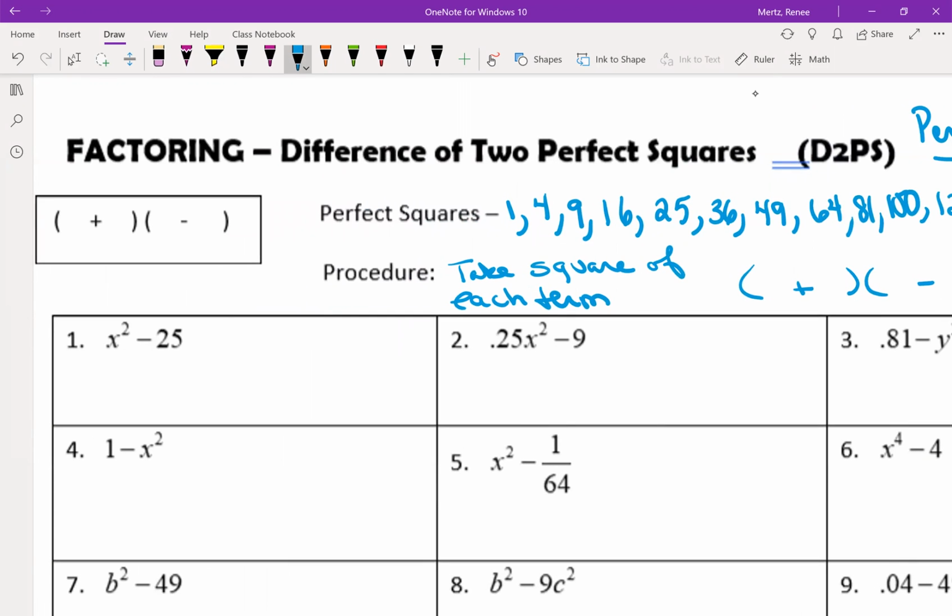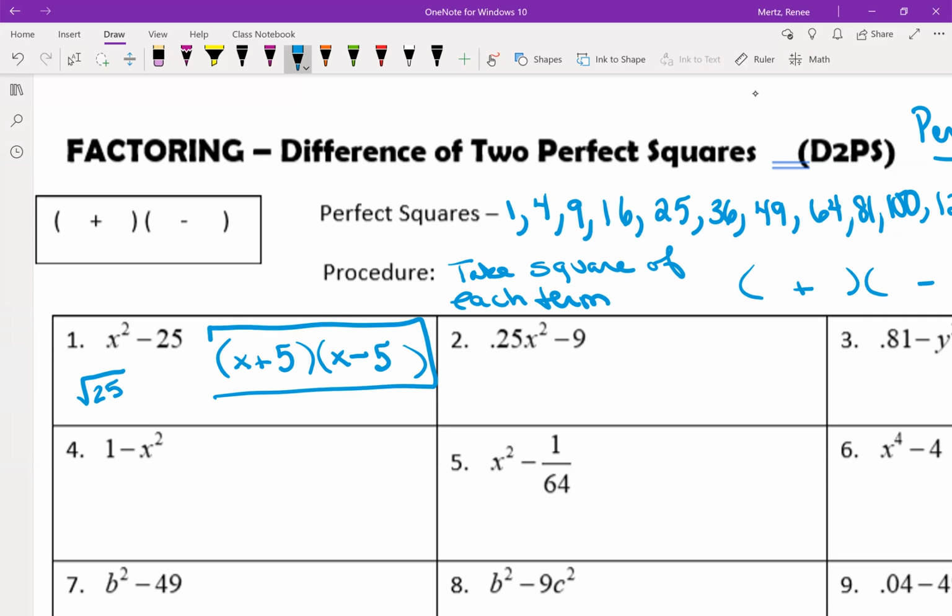So x squared minus 25. What's the square root of x squared? Good, x. So in the front of each of them, we begin with x. What's the square root of 25? So one's a plus, one's a minus. Square root of 25 is 5. On your calculator, you can type it in if you're not sure.